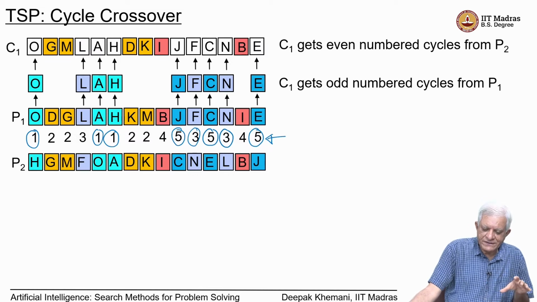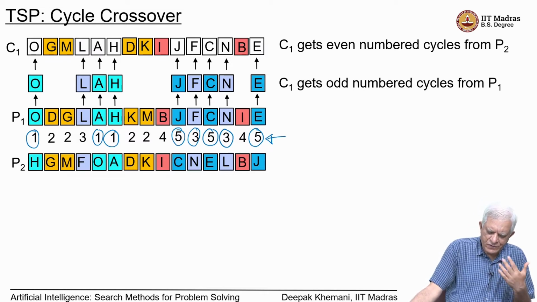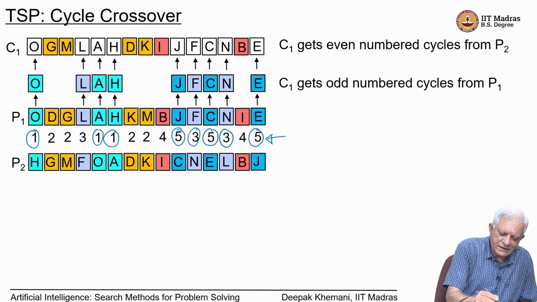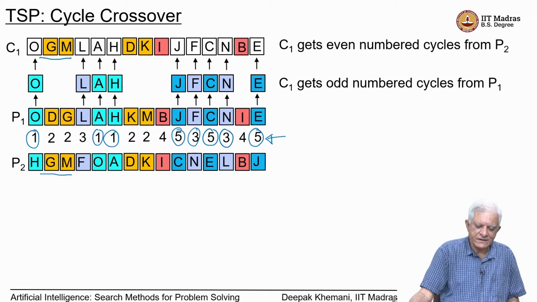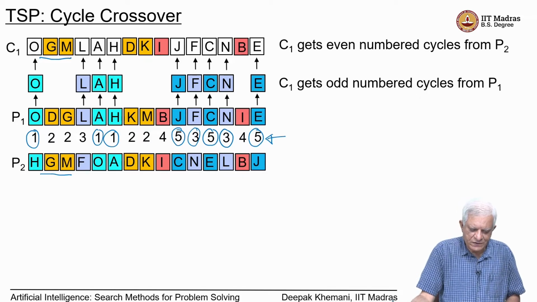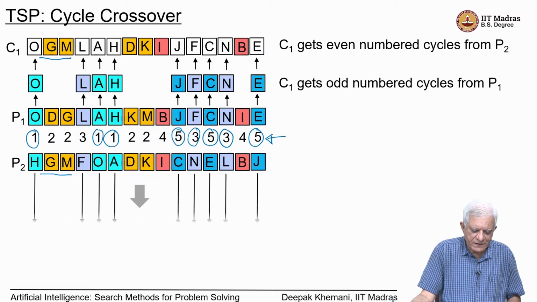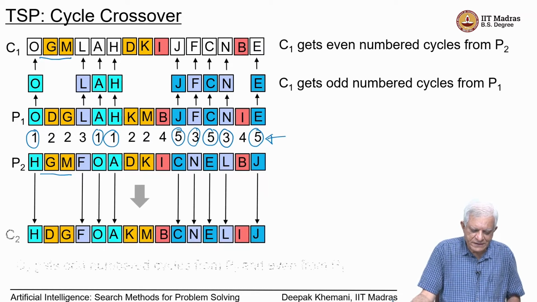You have identified these different cycles. To create the first child, you take all odd numbered cycles from parent 1 and all even numbered cycles from parent 2. So, for example, for cycle 2, parent 2 has G and M, and that has been copied into the first child essentially. You do the opposite for the other child, odd numbered from parent 2 and even numbered from parent 1, and then you get the second child in this fashion.